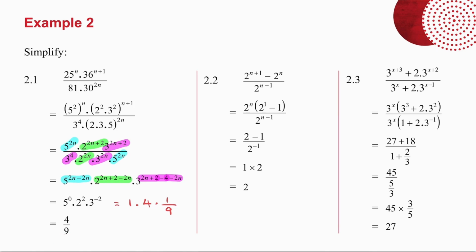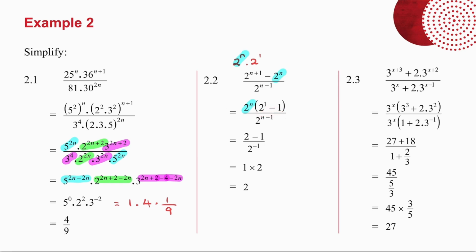In 2.2, 2 to the n plus 1 is 2 to the n times 2 to the 1. So what I do is I take out a common factor of 2 to the n. I've got 2 terms on the top, so I take out a common factor. I'm left with 2 to the 1 minus 1.